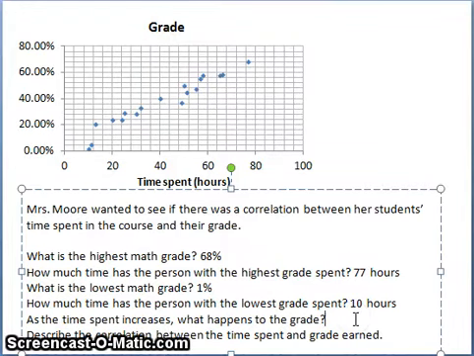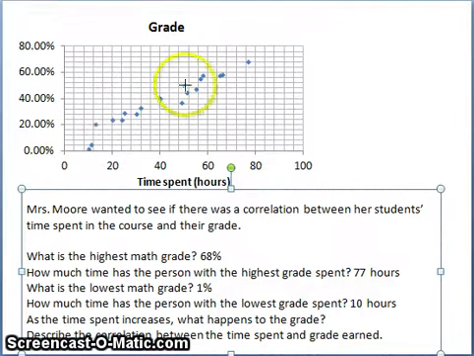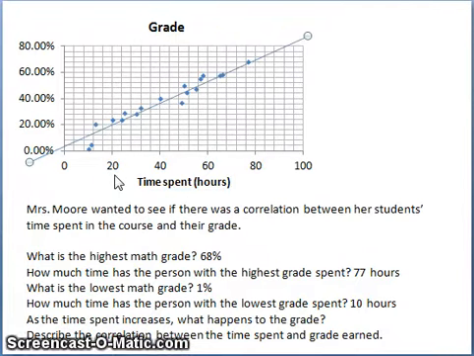Okay, as the time spent increases, what happens to the grade? Overall, looking at this as a trend, as a set of data with a pattern to it, when the amount of time spent on the course increases, what happens to the grade? Well, you can see, and you can even draw a line. In fact, I'm going to do that to help me approximate what's going on here. If I were to draw a line of fit through here, just eyeballing it, I can see that as the time increases, the grade increases as well.